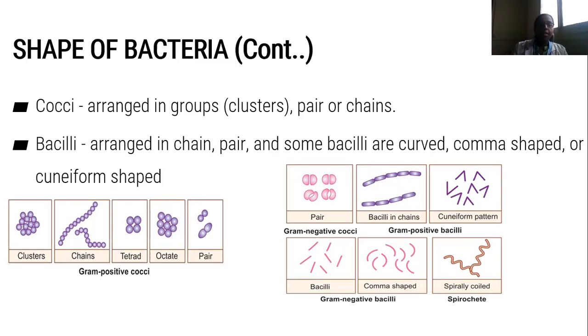We can see cluster-like arrangements, or they can be in chains, tetrads, octads or in pairs. The bacilli are usually scattered, but they can be arranged in cuneiform or chain patterns. There are other shapes, that is, the spirally coiled shape of bacteria, which is seen in spirochetes.